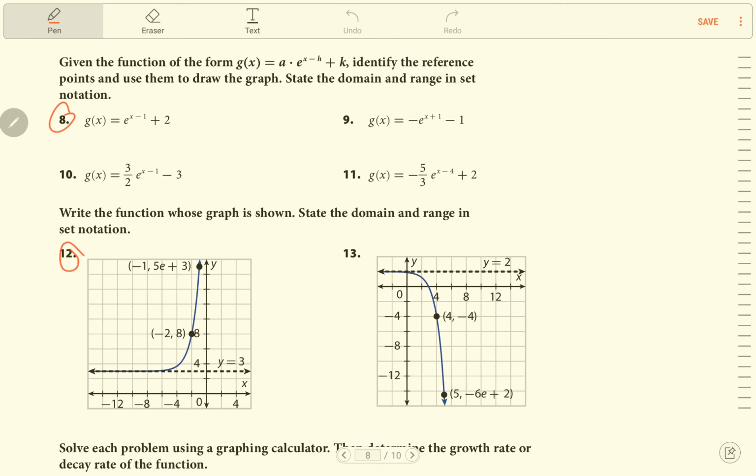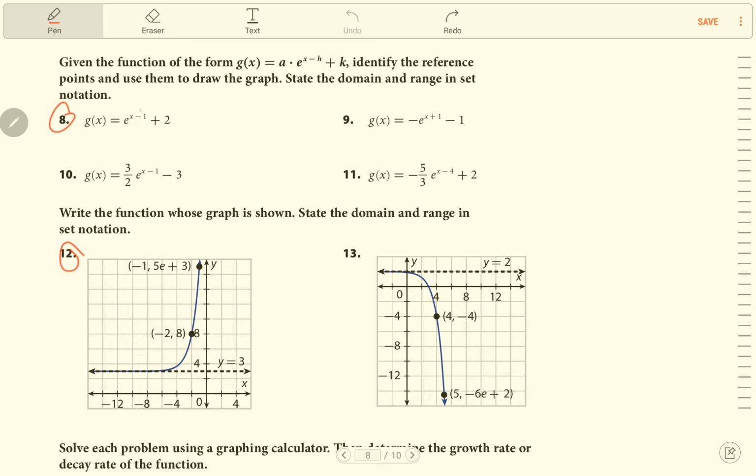All right, I'll go ahead and do 8 and 12 here since they are kind of different. So identify the reference points. Don't fret too much about that. We're just going to draw the graph. Remember that the main special point that we use for e to the x and all of our exponential functions is the y-intercept, which is the point 0, 1 for the normal parent function for any of our exponential functions, okay?